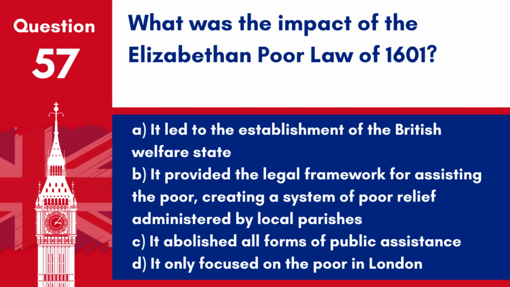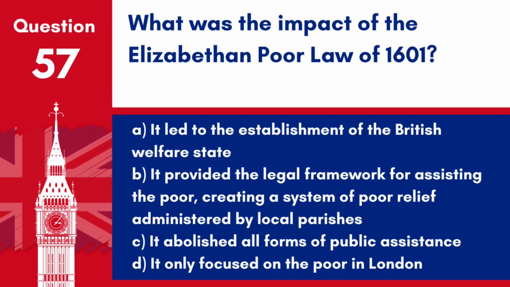Question 57. What was the impact of the Elizabethan Poor Law of 1601? A. It led to the establishment of the British welfare state. B. It provided the legal framework for assisting the poor, creating a system of poor relief administered by local parishes. C. It abolished all forms of public assistance. D. It only focused on the poor in London.